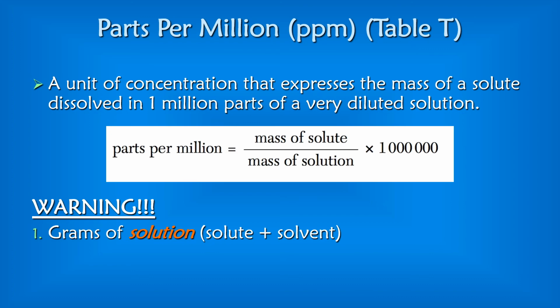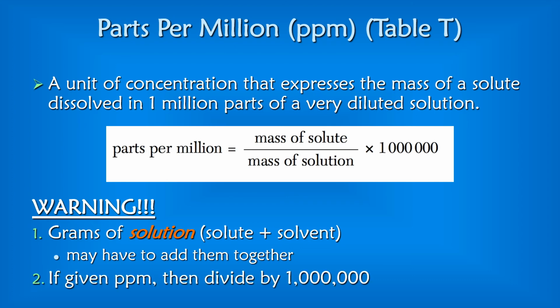So in some cases, the question might trick you and it will only give you the mass of the solute, which you put at the top, and then it gives you the mass of the solvent. It doesn't give you the mass of the solution. If that is the case, you are going to need to add the mass of your solute and the mass of solvent to get the mass of solution. You cannot just use the mass of solvent at the bottom because that's going to give you the wrong answer, and that's not what the concept of parts per million is. We are talking about the mass of solute in the solution overall.